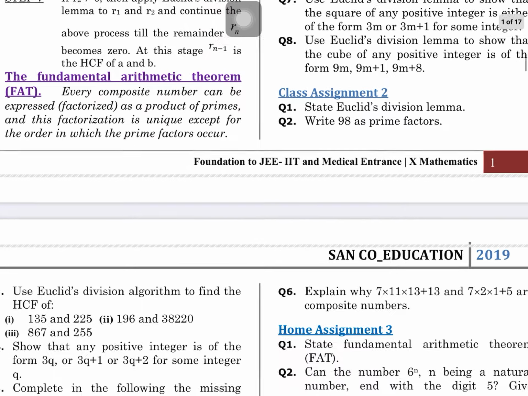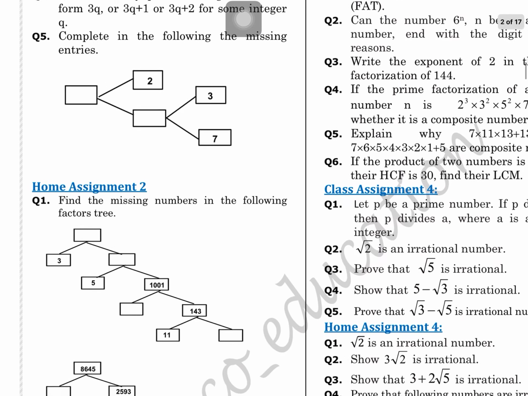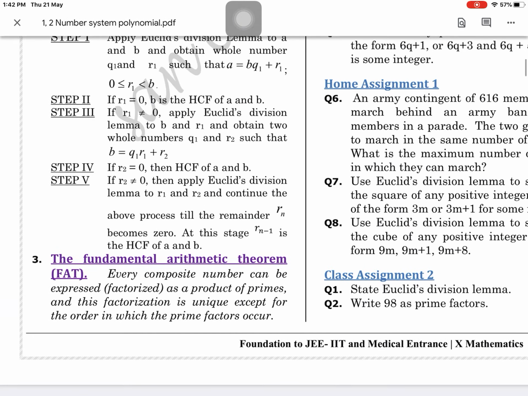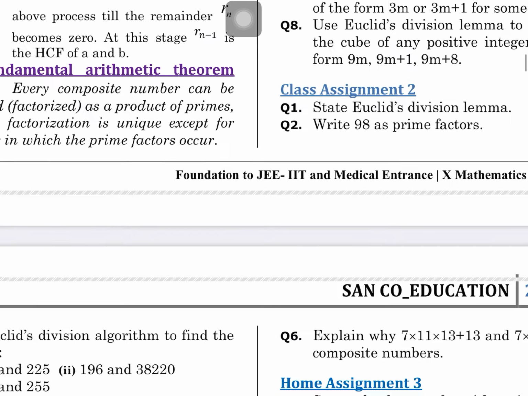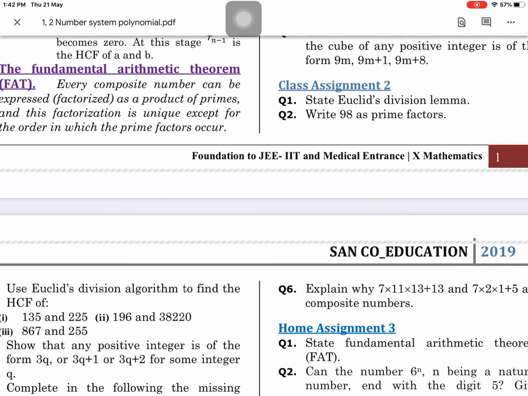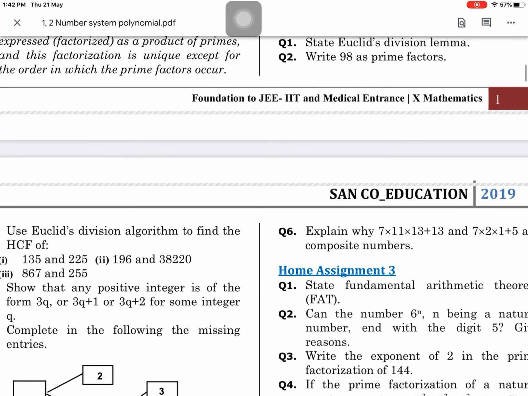Class assignment 2 we have already done. I will suggest you to do the question number, yes, class assignment 2, you will do your assignment. Class assignment 2: state Euclid's lemma, write 98 as a product of prime factors, and furthermore also.